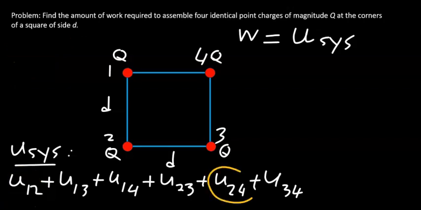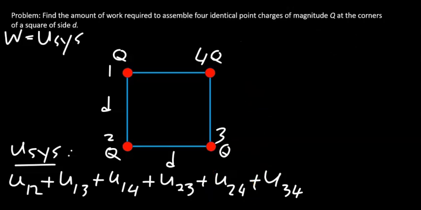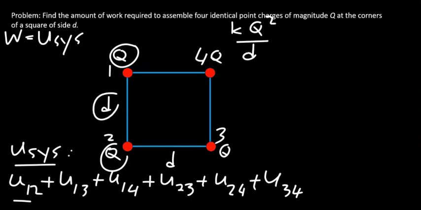Likewise, if you look at U24, you should not consider U42, because the pair has been taken care of by the term U24. So we should avoid counting a pair 2 times. Let's write down the terms. U12 is K times the product of charges Q1 and Q2. Both have strength Q, so Q squared, and the distance between them is D.